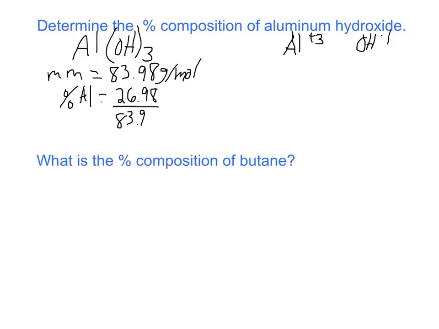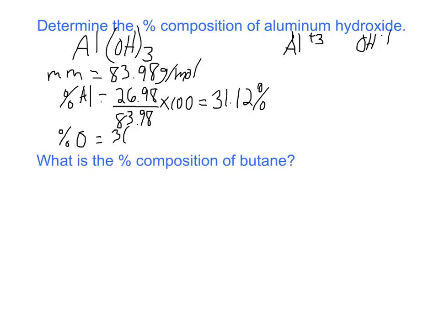Might run out of room on this one. And you hit the enter sign with times 100, and it turns out to be 31.12% by mass aluminum. And then you have to do at least one more this way because there are 3 elements now. So percent oxygen would be 3 times 16.